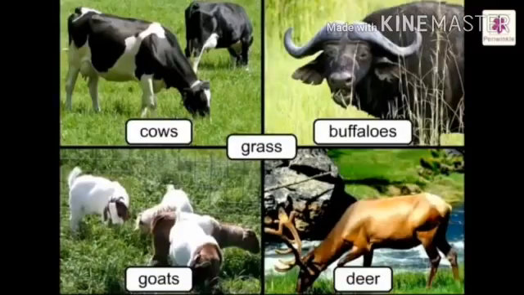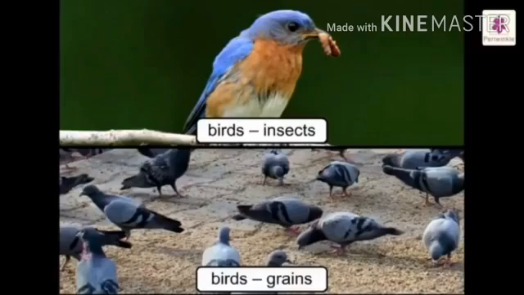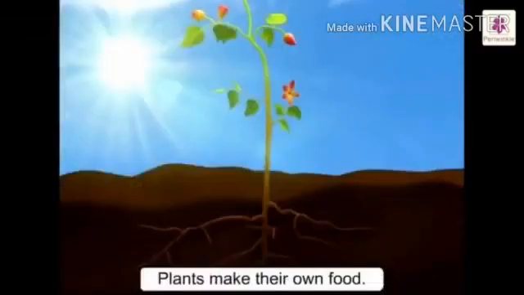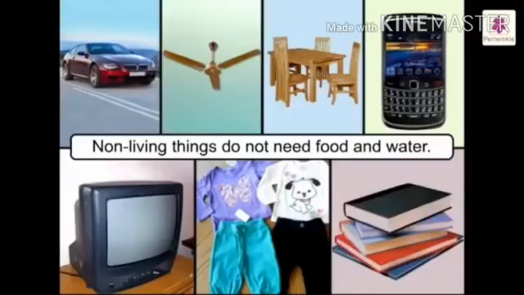But some animals like cows, buffaloes, goats, and deer eat grass. Some like lions, leopards, and tigers eat the flesh of other animals. Most of the birds eat small insects and grains. Plants are the only living things that make their own food. They prepare their food with the help of soil, water, and sunlight. But non-living things do not need food and water.